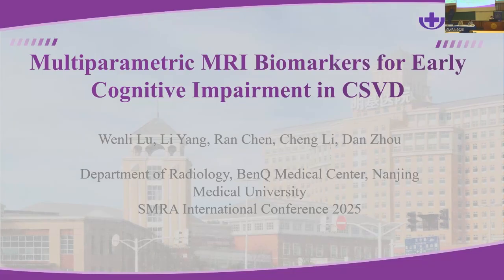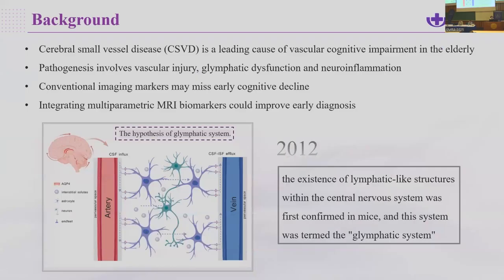I will show you our recent work on multi-parametric MRI biomarkers for early cognitive impairment in CSVD. Cerebral small vessel disease, CSVD, is a leading cause of vascular cognitive impairment in the elderly. Pathogenesis involves vascular injury, lymphatic dysfunction, and neural inflammation. Conventional imaging markers may miss early cognitive decline, and integrating multi-parametric MRI biomarkers could improve early diagnosis.